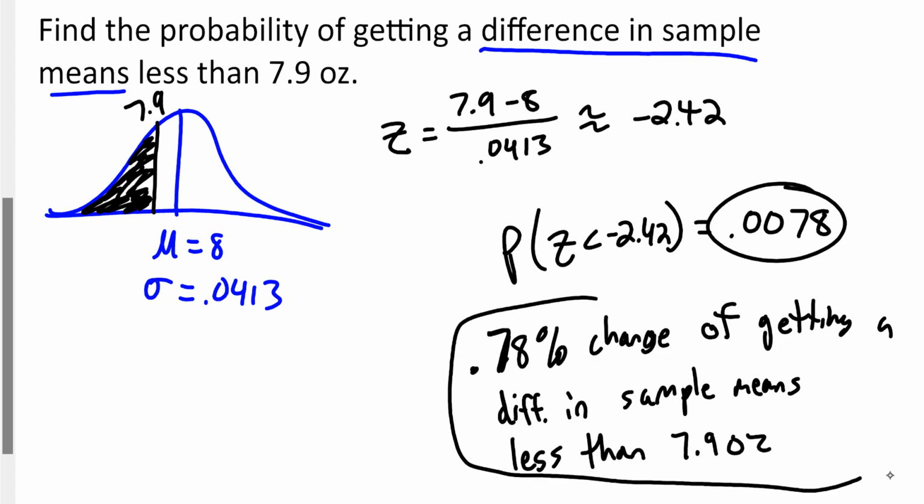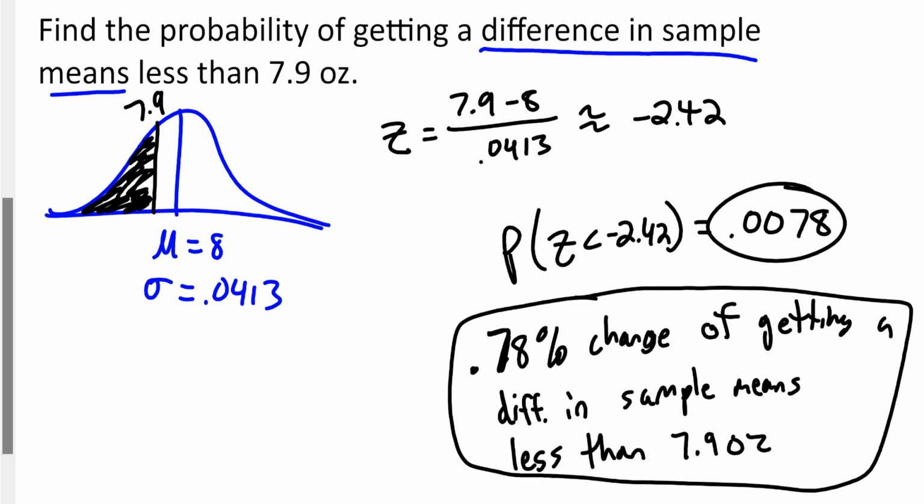It's not a real high chance. With the fact that we have so many samples, it makes it pretty tight around that 8 ounces. It's going to be very close. There's not a lot of variability. And that makes it such a low percent chance of getting even just off by 0.1 ounces.